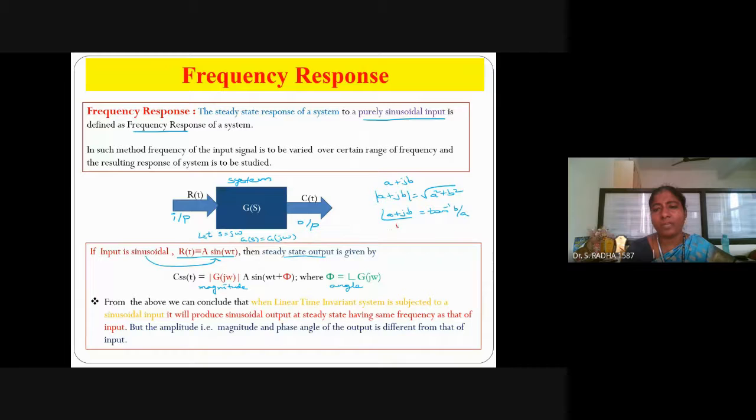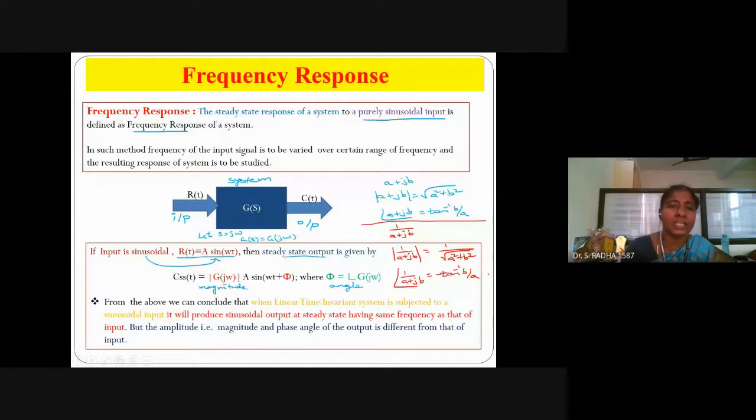If we have 1 by a plus j omega, this is our factor. In that case, the magnitude of 1 by a plus jb, or j omega, is nothing but 1 by square root of a square plus b square. When we calculate the phase angle of 1 by a plus jb, it should be minus tan inverse imaginary part by real part. Okay, when it is a numerator factor, it will be plus tan inverse. When it is a denominator factor, it is minus tan inverse imaginary by real part.